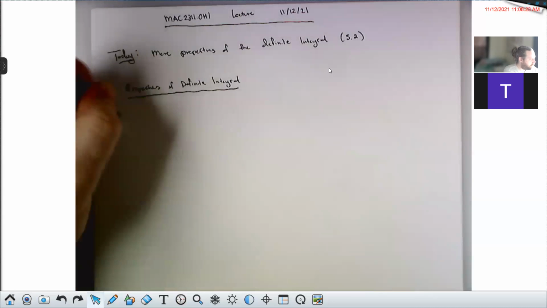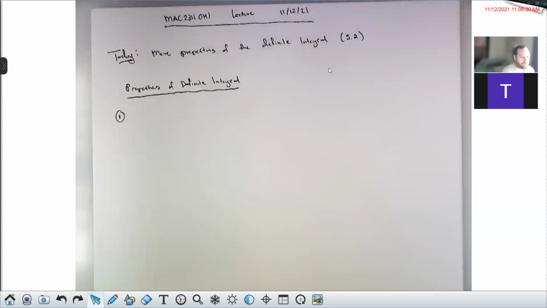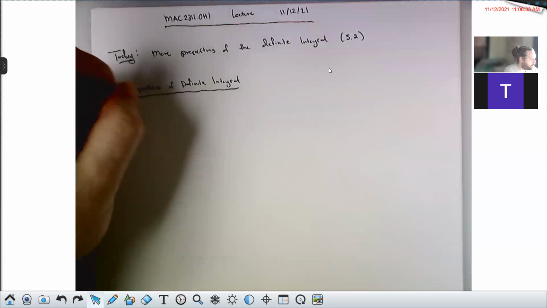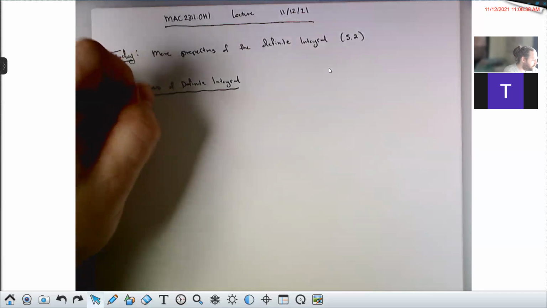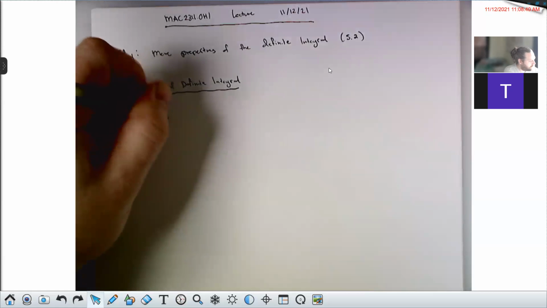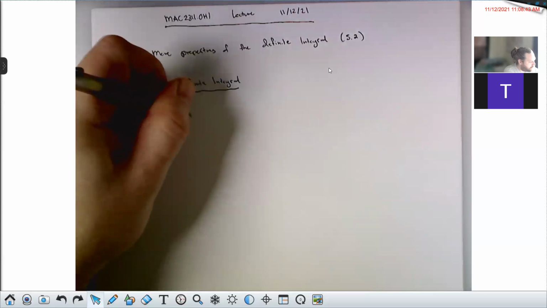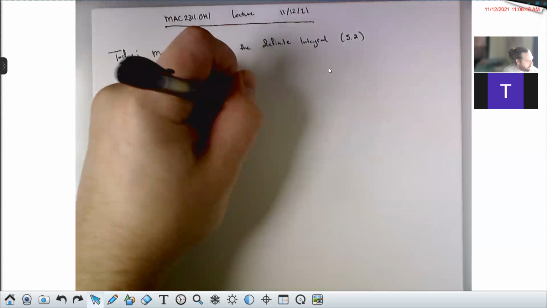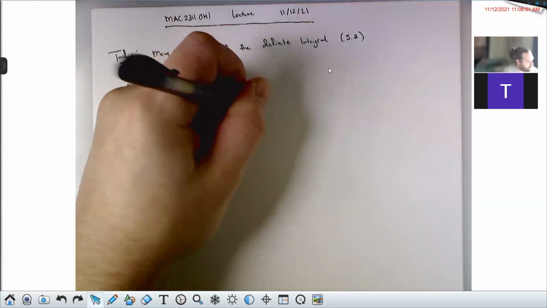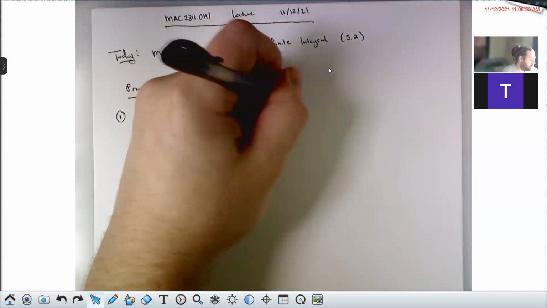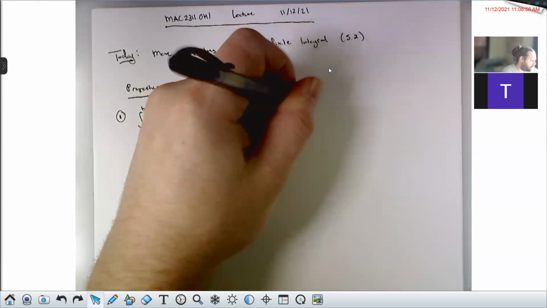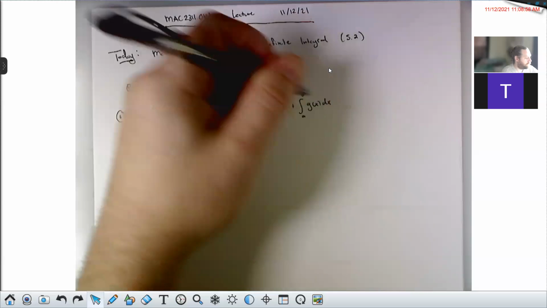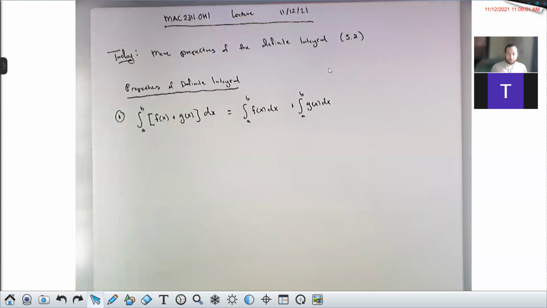Your book writes them in a certain order. I'm going to change that order around to express what I think are the most important. So first, linearity, by far the most important. The integral of a sum of two functions is the sum of the integrals.